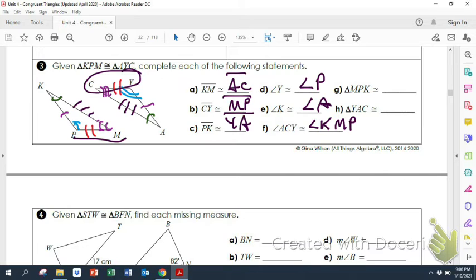So now I want to do some different congruency statements and just change it up a little bit. So MPK, let's look at that. MPK, what they did here is they did the triangles backwards. So MPK corresponds to doing these ones backward as well, CYA, triangle CYA. And then I can say that YAC, they did the middle one, the first one, the last one, would correspond to PKM.